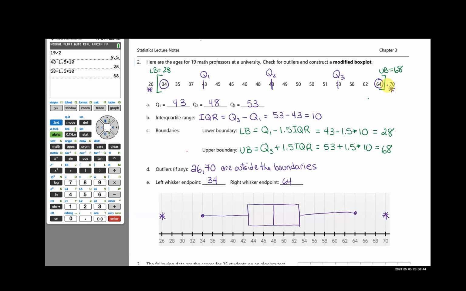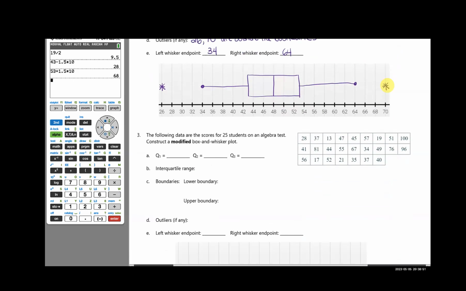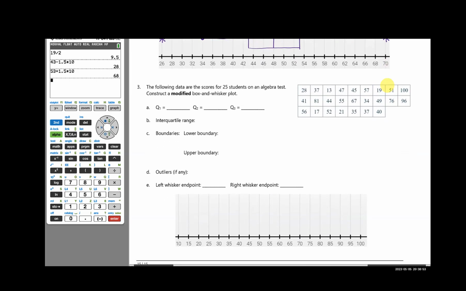All right, so the next one, I'm going to take a little bit more advantage of technology. First thing to point out is that we have a bunch of data here. These are scores for 25 students that took an algebra test, and the data has not been sorted for us. So we basically have the raw data. If you'd like to pause, what I did was put that into my list. So stat edit. And I went ahead and entered the data into my L1.